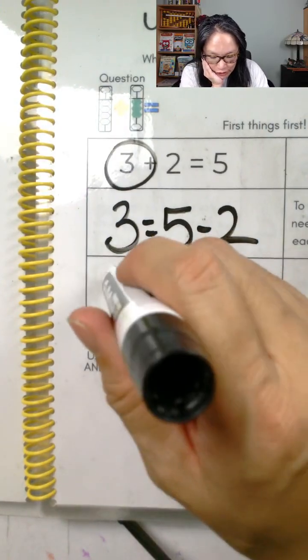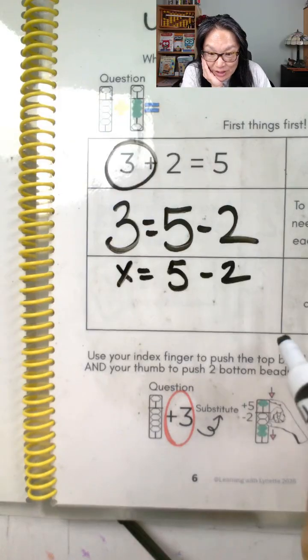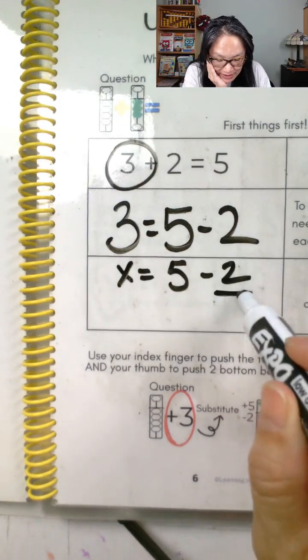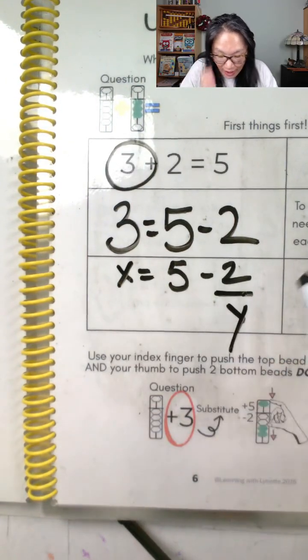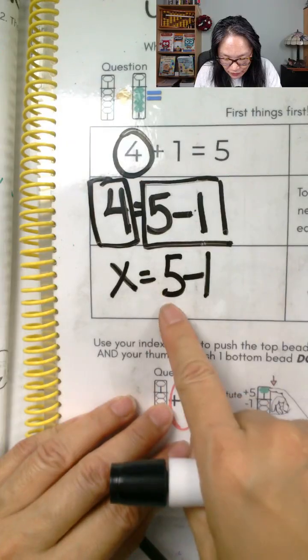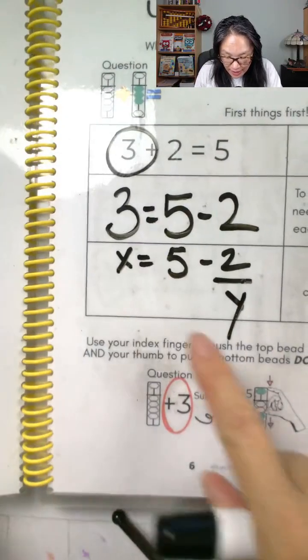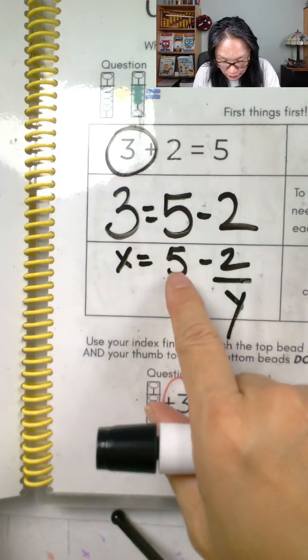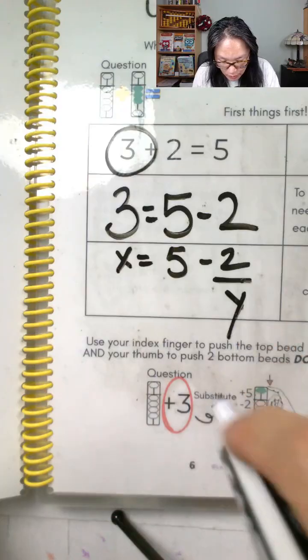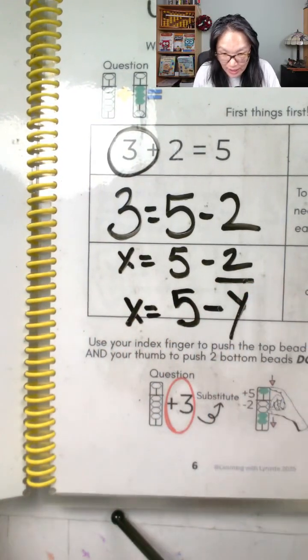And so what we're going to do is, remember, we do x is equal to 5 minus 2. But guess what? We can replace this with a y. Why? Because look, x is equal to 5 minus 1. Right? That's to do the 4. Now we do x is equal to 5 minus 2. What if we change it? X is equal to 5 minus y.